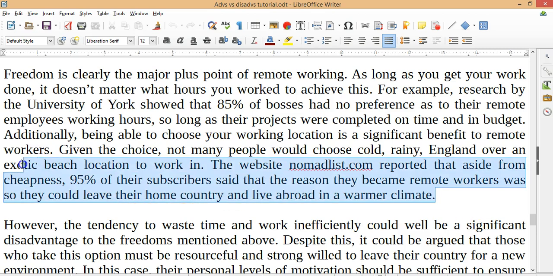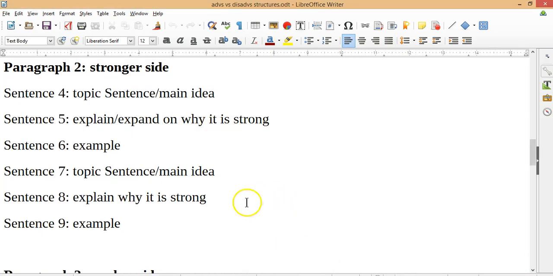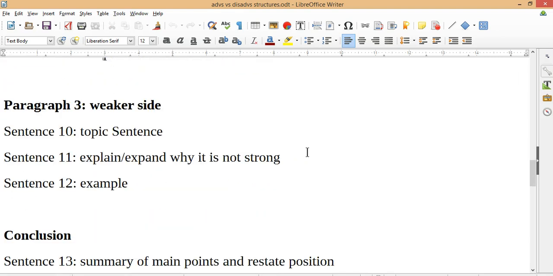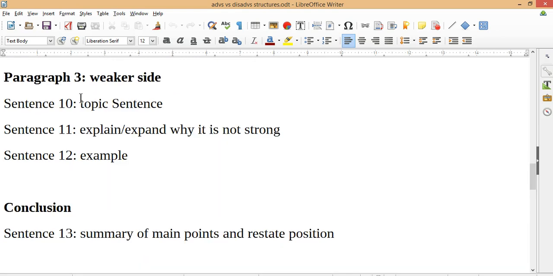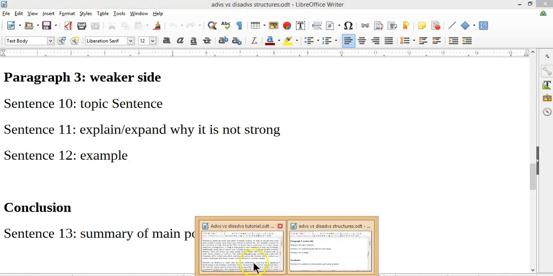So that's a paragraph that seems a little bit long and complex, but it's not really. Essentially, the structure is pretty straightforward. You've got your topic sentence, and you've got an explanation why it's strong, example, topic sentence, explain, example, and that's it. So for the next paragraph, this is the weaker side. So again, what's your topic sentence, explain, example. So let's have a peep.